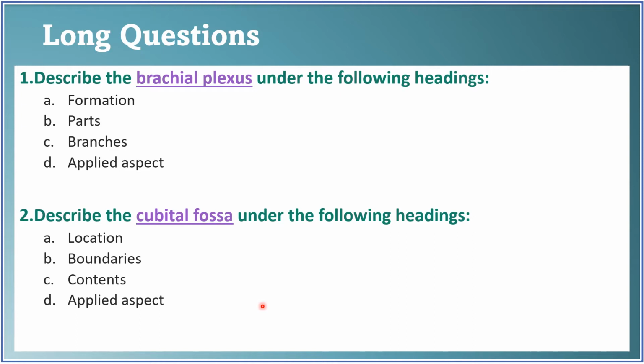First is the median cubital vein is the vein of choice for venipuncture, and second is brachial artery is used for measuring blood pressure. So these two must be written in this question. Let us see the third question now.